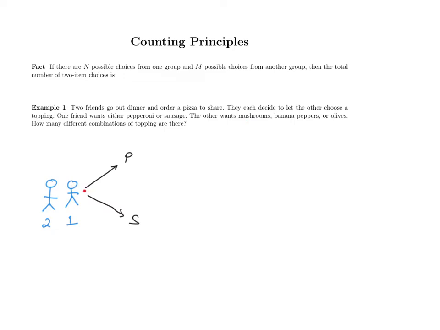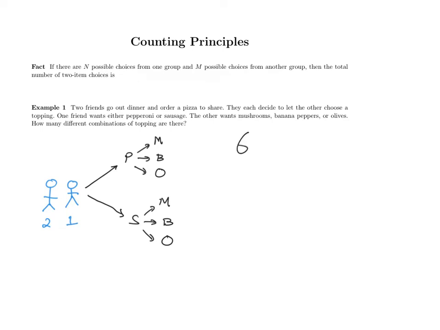If the first person chooses pepperoni, then from here we'll either have pepperoni and mushrooms, pepperoni and banana peppers, or pepperoni and olives. But if the first person chose sausage, it would be these three choices, but down here. So I'm going to double them. It could be sausage and mushrooms, which sounds great, sausage and banana peppers, or sausage and olives. If you want to know the total number of different combinations, we can just count all of them over here at this very last step. There are 3 here, there are 3 here. The total possible number of combinations is 6.